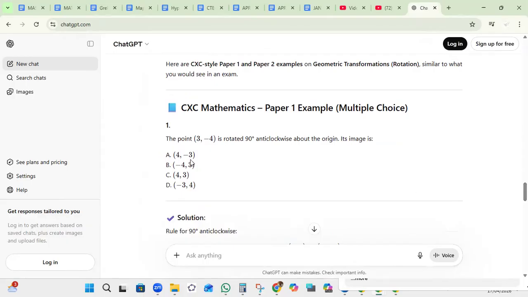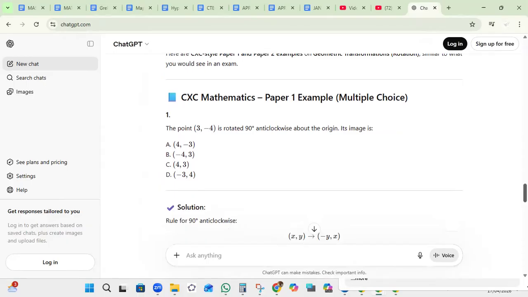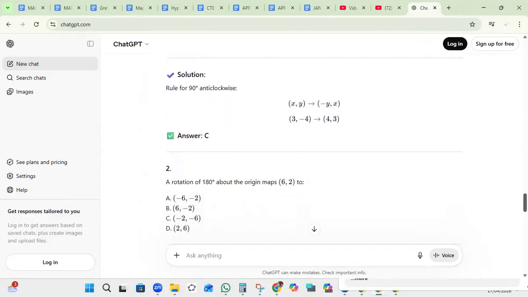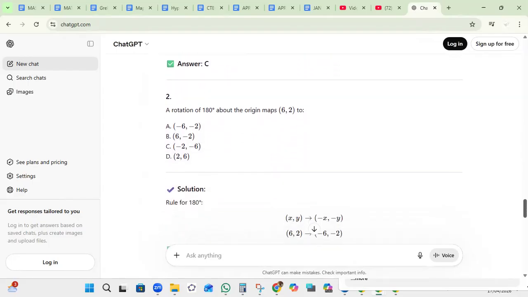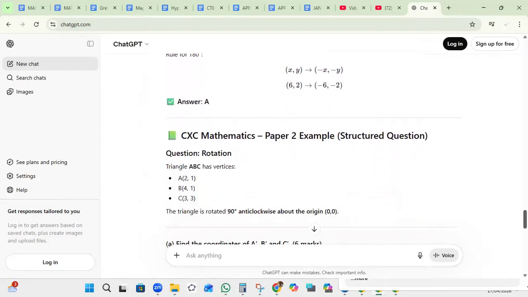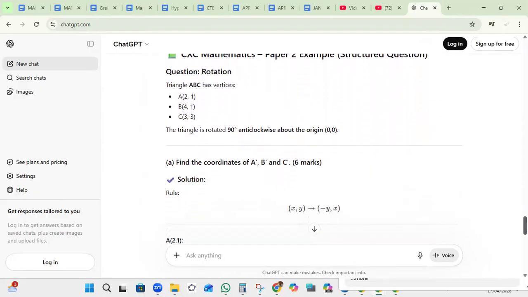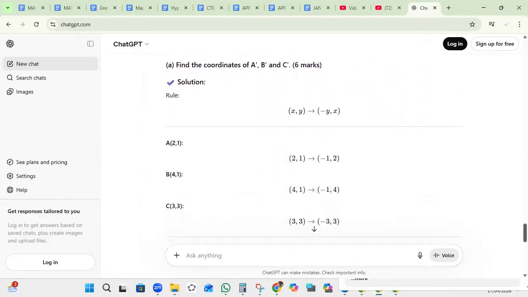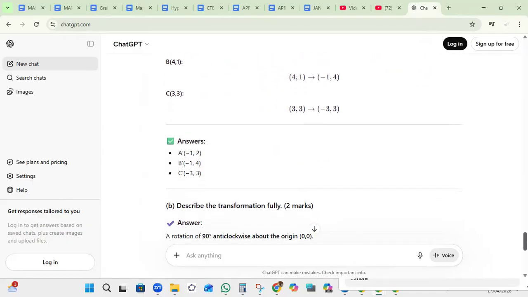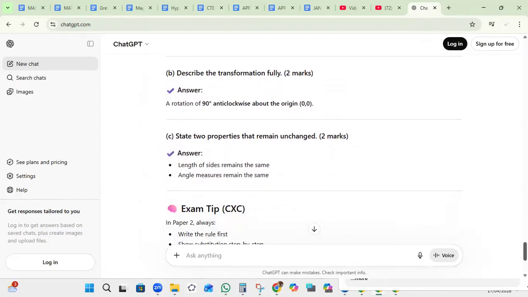And here you have examples. You have paper 1. Paper 1 is multiple choice, and it gives you a solution at the same time. And you have paper 2. Paper 2 now is structured, and you have to write out the answer.